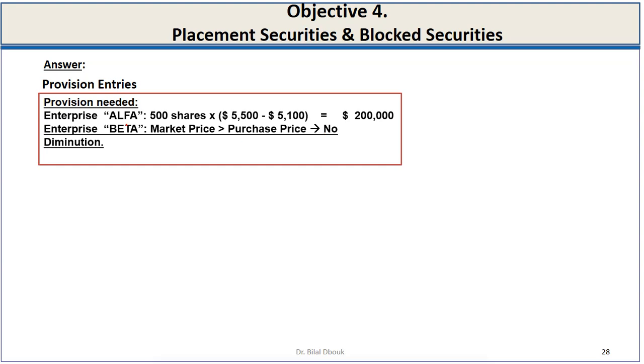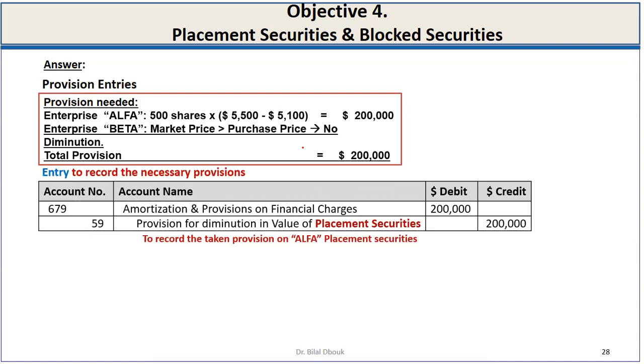Beta market price is greater than purchase price. I have no diminution, no decrease for the shares of Beta. Only I have a decrease for the shares of Alpha. So I have to record a total provision of $200,000. The entry is I debit 679 amortization and provision on financial charges, and I credit provision for diminution in value of placement securities in account 59. So here I have Alpha and Beta of the same type. They are both placement securities.